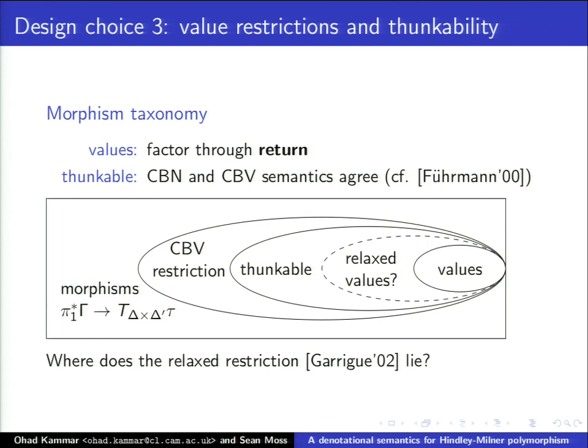Then we say, okay, so this is a semantic property. When does that hold? That goes to Carsten Führmann's thesis, where he gives a criterion for when you can execute call-by-name as call-by-value, or vice versa. It doesn't matter. It's called thunkable. So you have this Venn diagram, and now I don't know whether the relaxed value restriction, what gets implemented in Garrigue's value restriction, lives here or not. I don't know, but it's a conjecture I would like to find out.